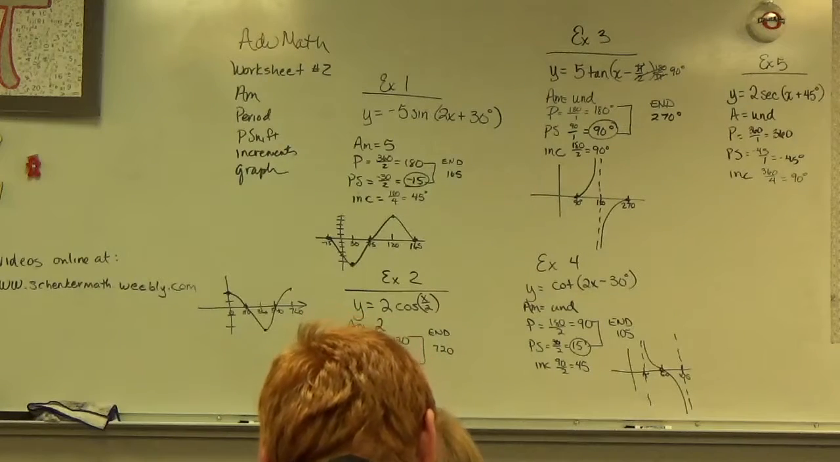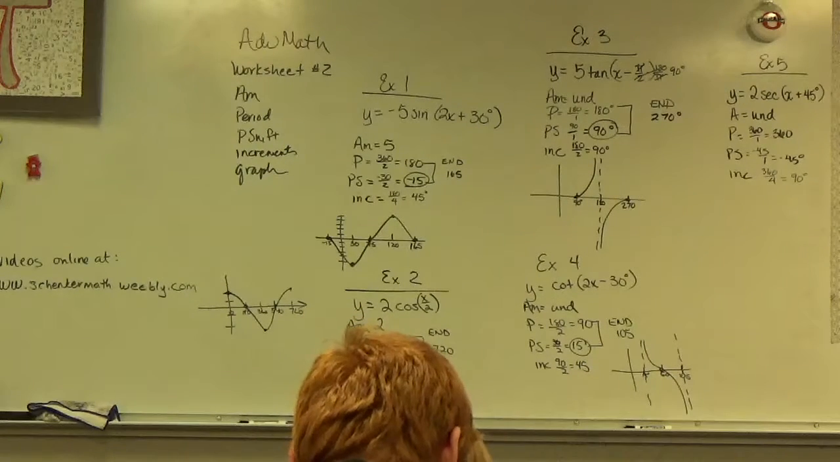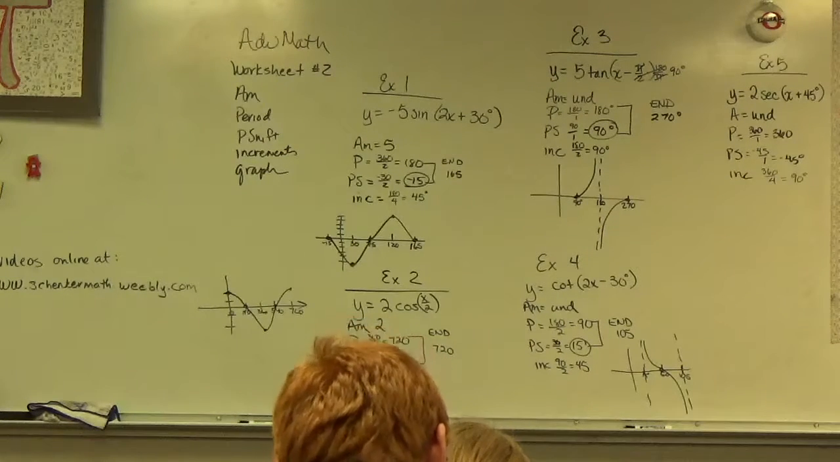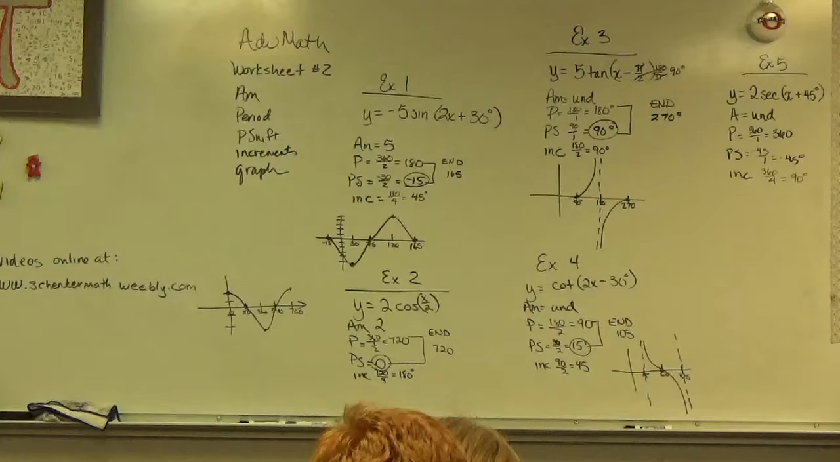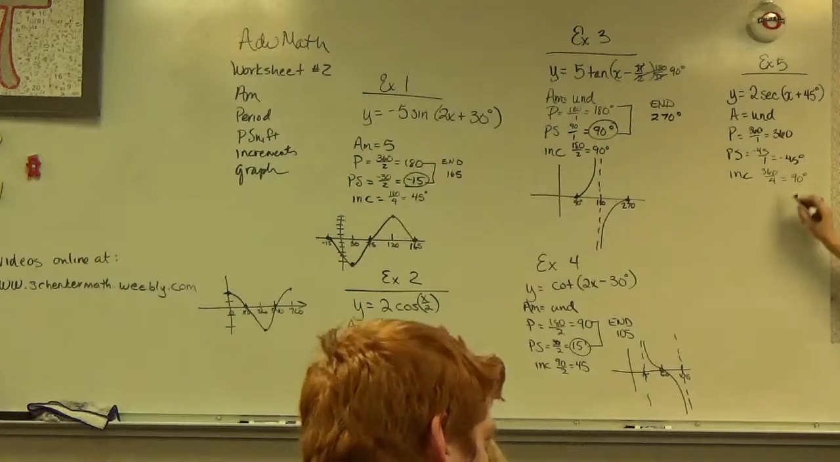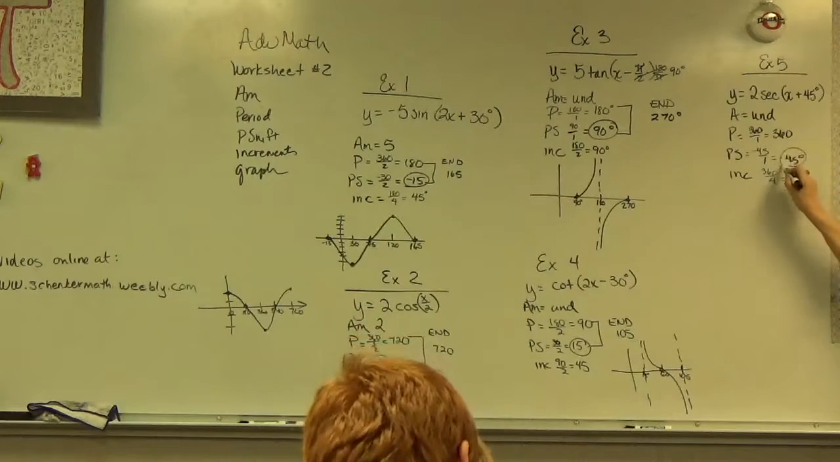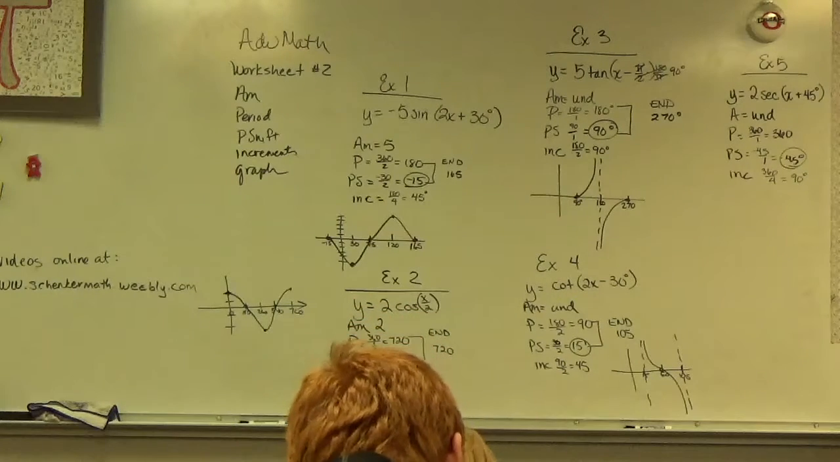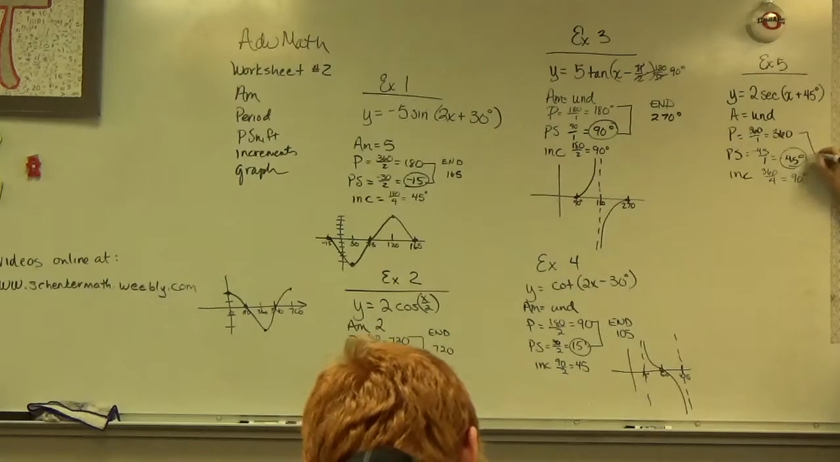Do I need to slow it down? Yes. Ready for the graph? Okay, we're gonna start it at negative 45. Dalton, where are we gonna end it? 315. 315.